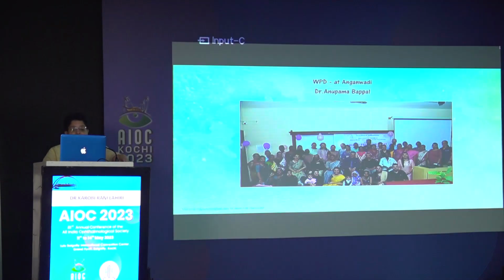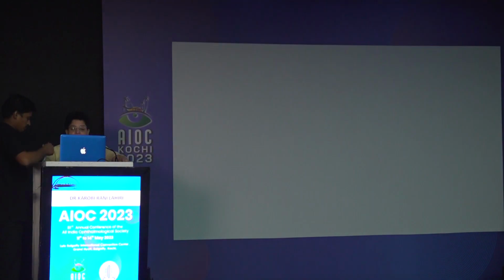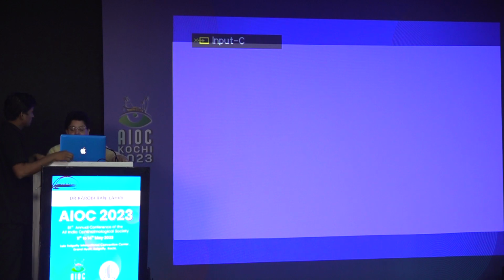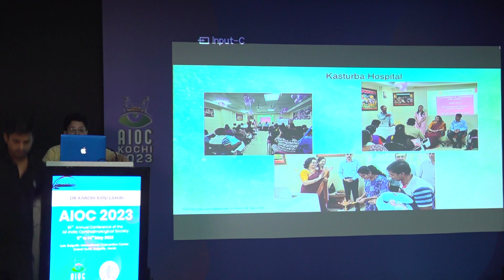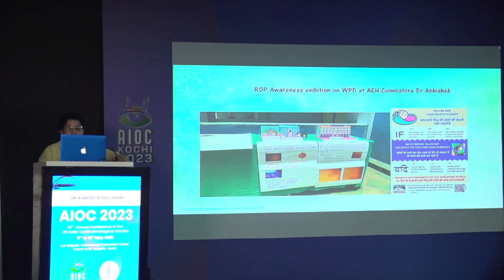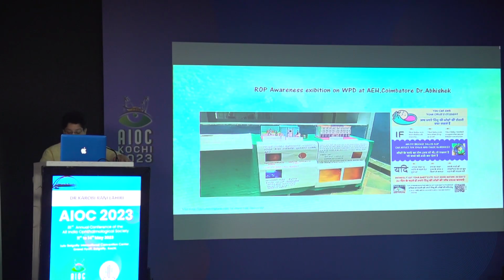At Anganwadi, Dr. Anupama Bapal also carried on the World ROP Day activities quite effectively. This is at the Kasturba Hospital, where lectures were given and an awareness activity was carried out. This was at Coimbatore by Dr. Abhikshay again, where there was a display of posters giving information about preterms and how to manage them.